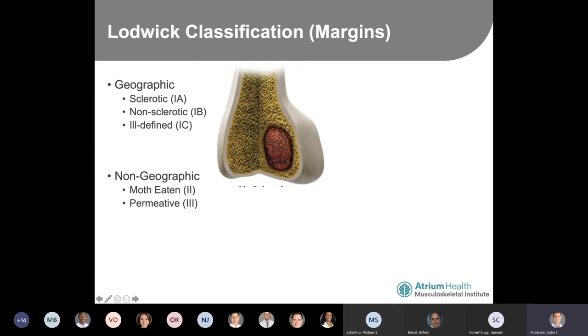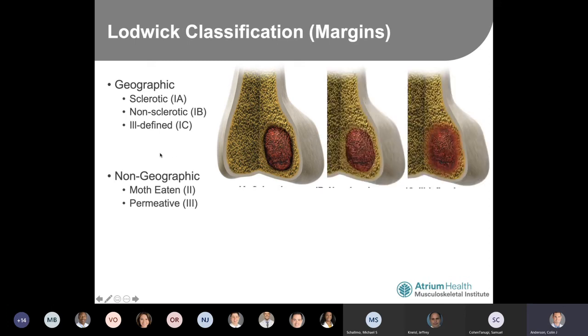This is the Lodwick classification that I've always found helpful in trying to visualize this. I talked about this a little bit before, and as I said, those two questions, what is the lesion doing to the bone? What is the bone doing to the lesion? They do overlap a bit. So the different borders you can have are when the lesion is well circumscribed, that's what we describe as geographic, which in and of itself is more reassuring for a benign entity.